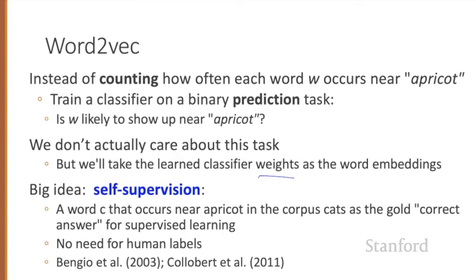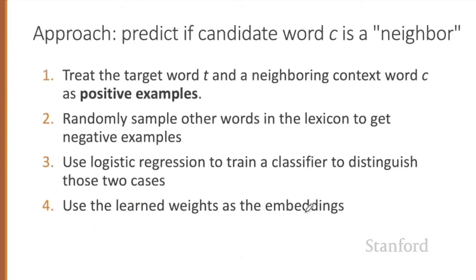The revolutionary intuition here is that we can just use running text as implicitly supervised training data for such a classifier. A word c that occurs near the target word acts as a gold correct answer to the question, is word c likely to show up near the target word? This method, often called self-supervision, avoids the need for any sort of hand-labeled supervision signal. The idea was first proposed in the task of neural language modeling, but Word2vec is a much simpler model than the neural network language model.